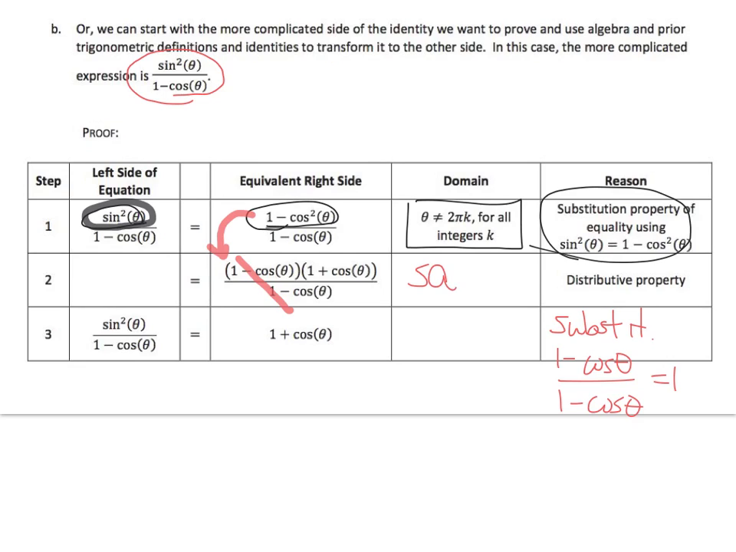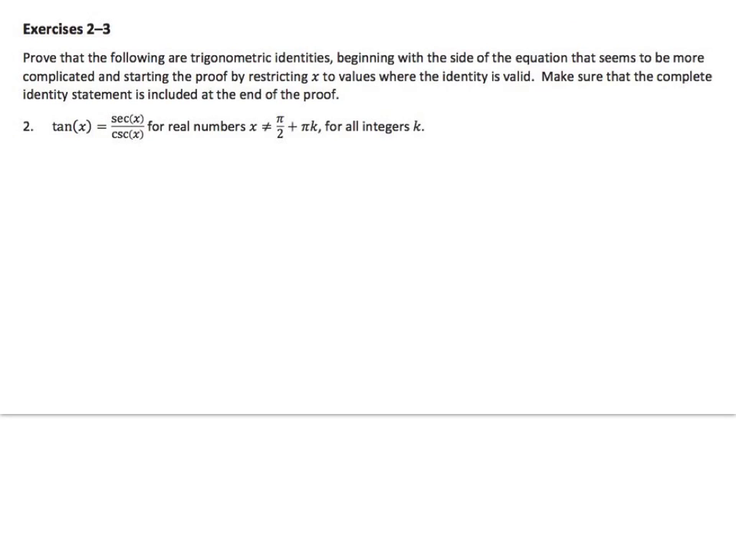The domain has not changed because I still have 1 minus cosine theta in the denominator. But I'm left with this as an answer, which is our identity. Okay, let's try a few of these more independently. I'm going to work through them and talk through them, and hopefully you'll be able to follow along and see what you need to do for your problem set.